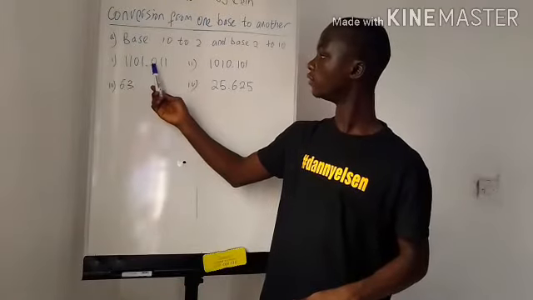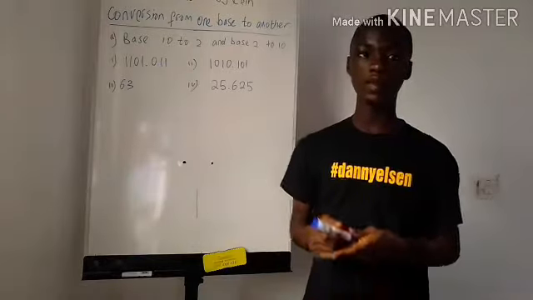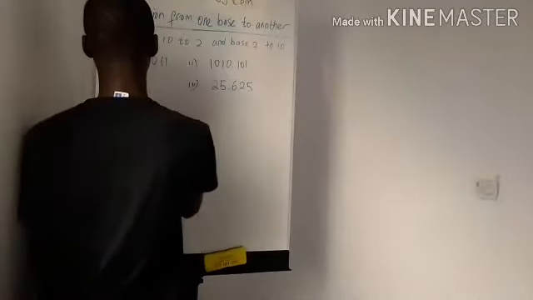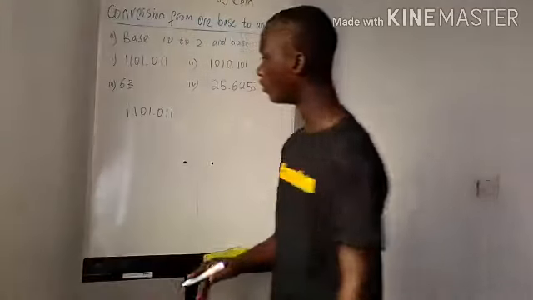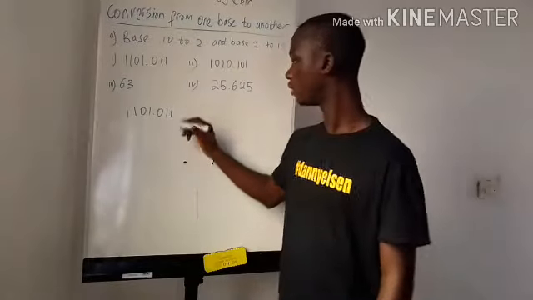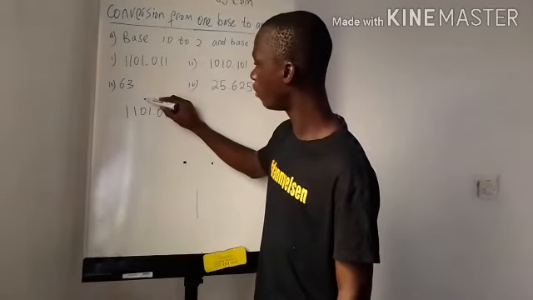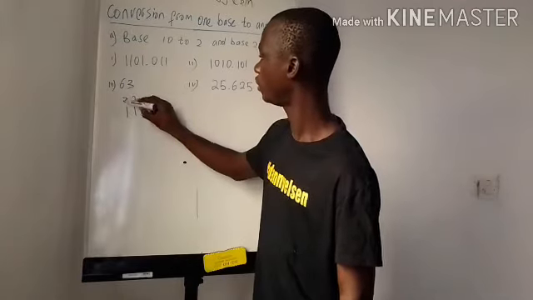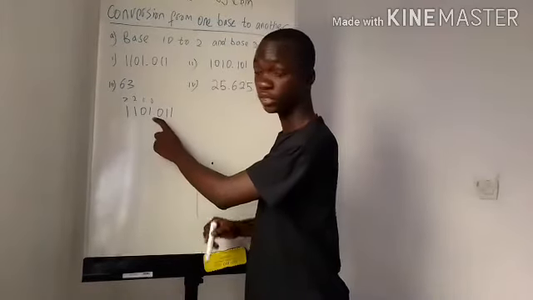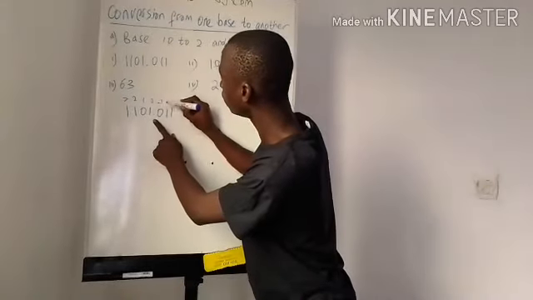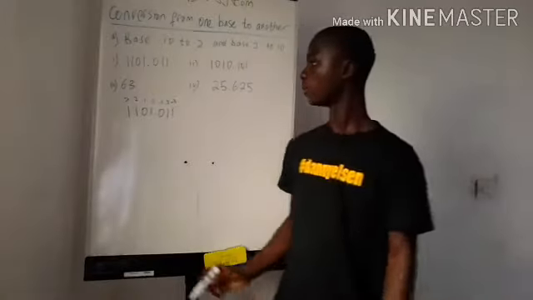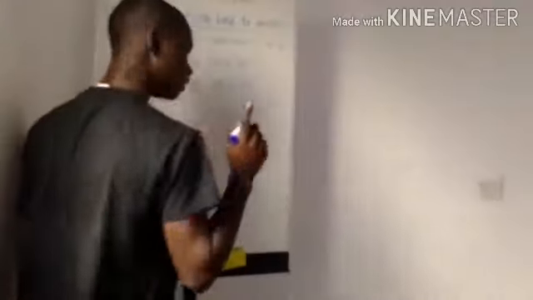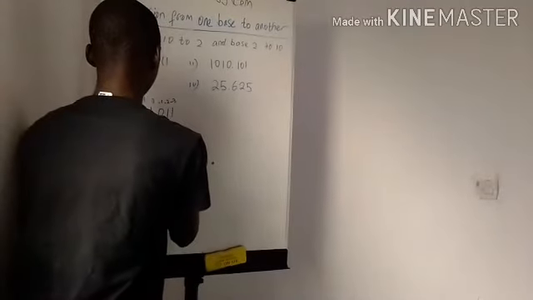So without any further delay, the first one, we have 1101.011. I want to convert it to base 10. Now, talking about the powers. Here we have a power of 0, a power of 1, a power of 2, and 3. Now, after this dot which begins the fractional part, here we have negative 1, negative 2, and here we have negative 3.